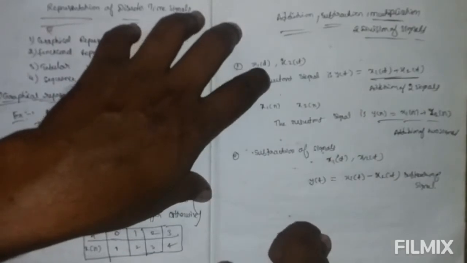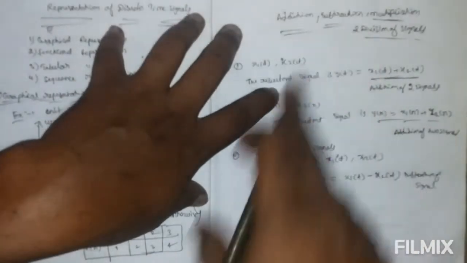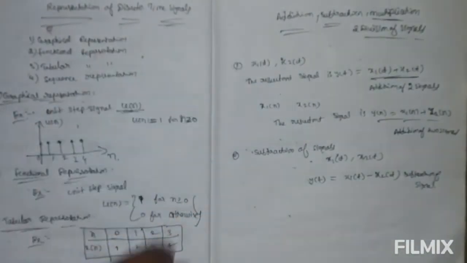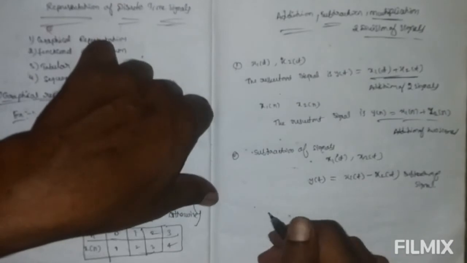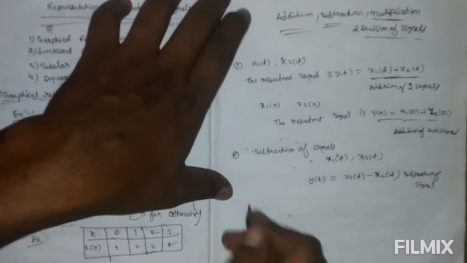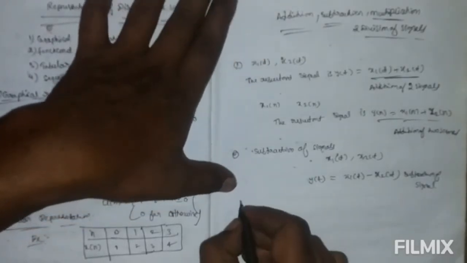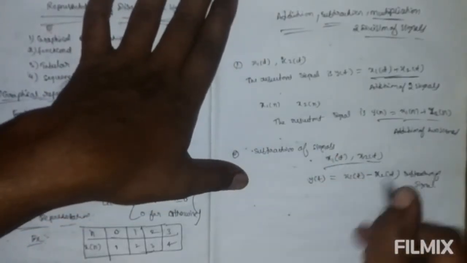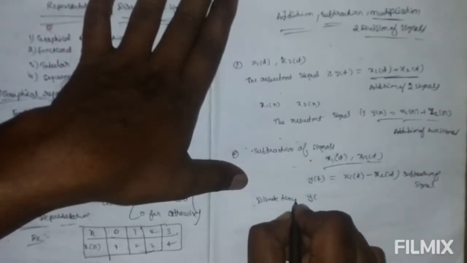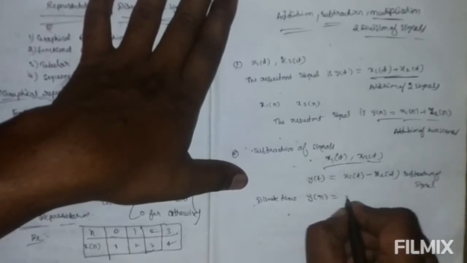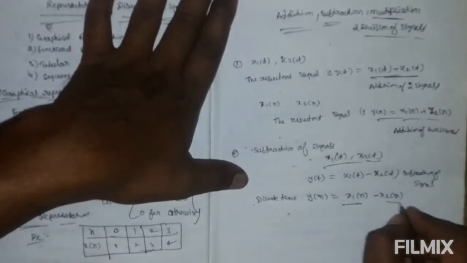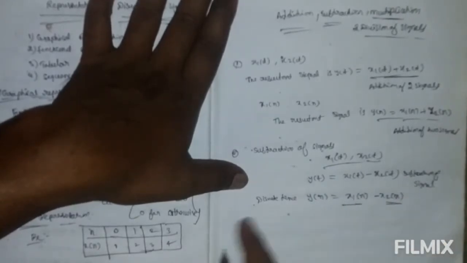Addition, multiplication, division and subtraction of signals are used in examples in electronics, communications, audio mixing and video mixing. Subtraction of discrete time signals is y of n equal to x1 of n minus x2 of n. This is the subtraction of two discrete time signals.